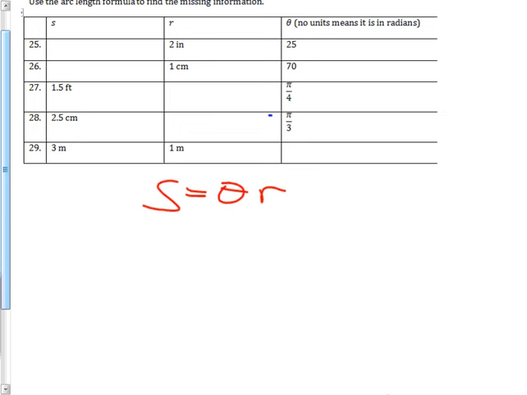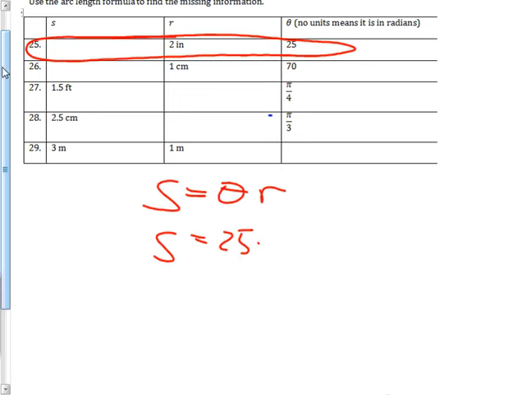Okay, so if I grab a different one, let's say you can grab a weirder one, like this 25 radian one. All I got to do is plug in the stuff I know. S I don't know, so I put S. Theta is 25, so I put 25. R is 2, so I put 2. So S must equal 50. Duh. I may not even know what's going on, but I know that the answer is 50.